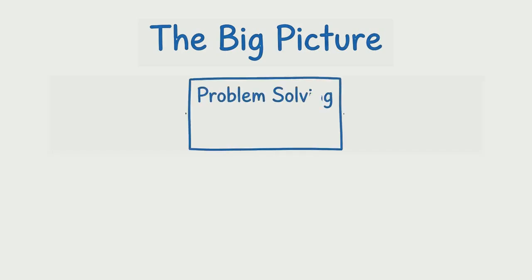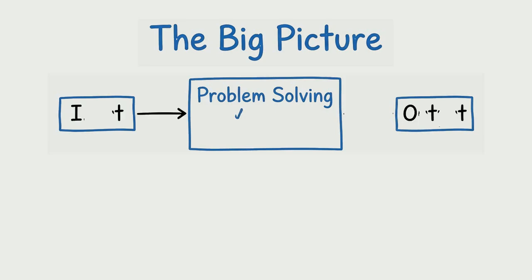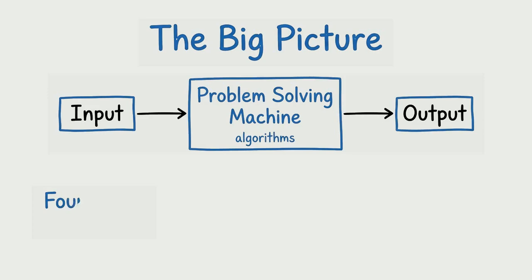So, what's the big picture? An algorithm is a problem-solving machine. You give it input, it follows a recipe, it gives you output, and it does it reliably and efficiently. Algorithms are the foundation of computer science. They determine what we can do, how fast we can do it, and how safely we can trust it.